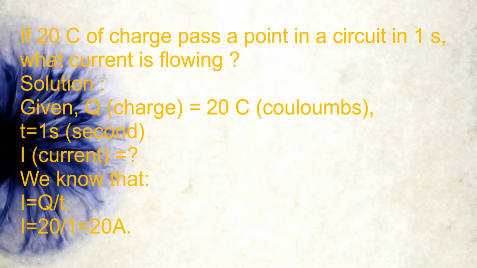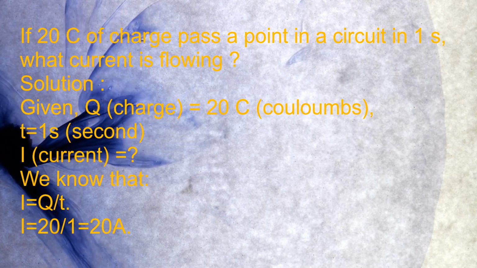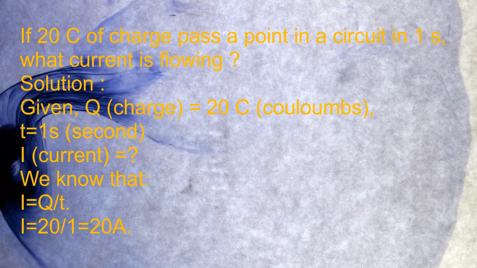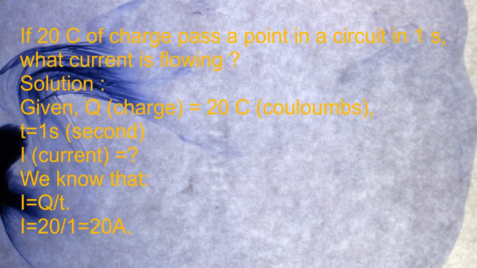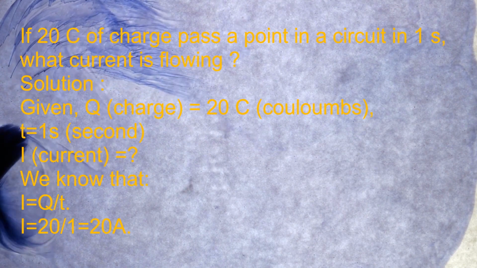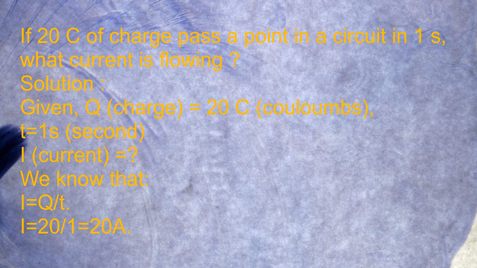If 20 coulombs of charge pass a point in a circuit in 1 s, what current is flowing? Solution: given Q equals 20 C. In physics, Q represents charge. Time equals 1 second. I equals current flowing. We know that I equals Q/t. I equals 20/1 equals 20 A.